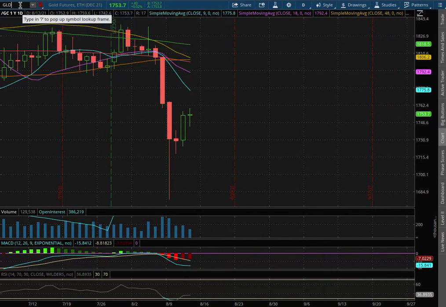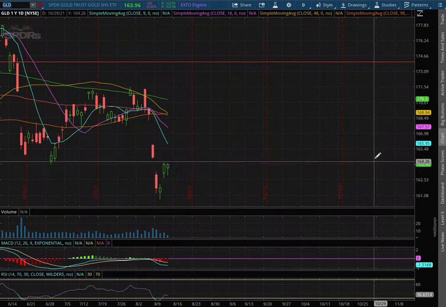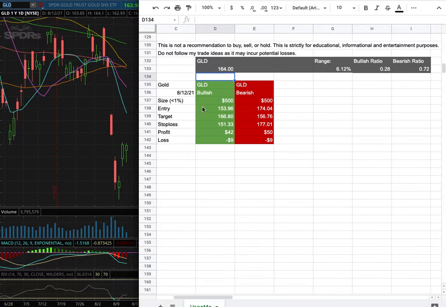As with the trade idea, I'll be trading GLD, and my position size for it is less than 1% of my portfolio. My long entry is at $153.96. My sell target is at $166.80. My stop loss is at $151.33. However, if I were to open a short position, my entry is at $174.04.